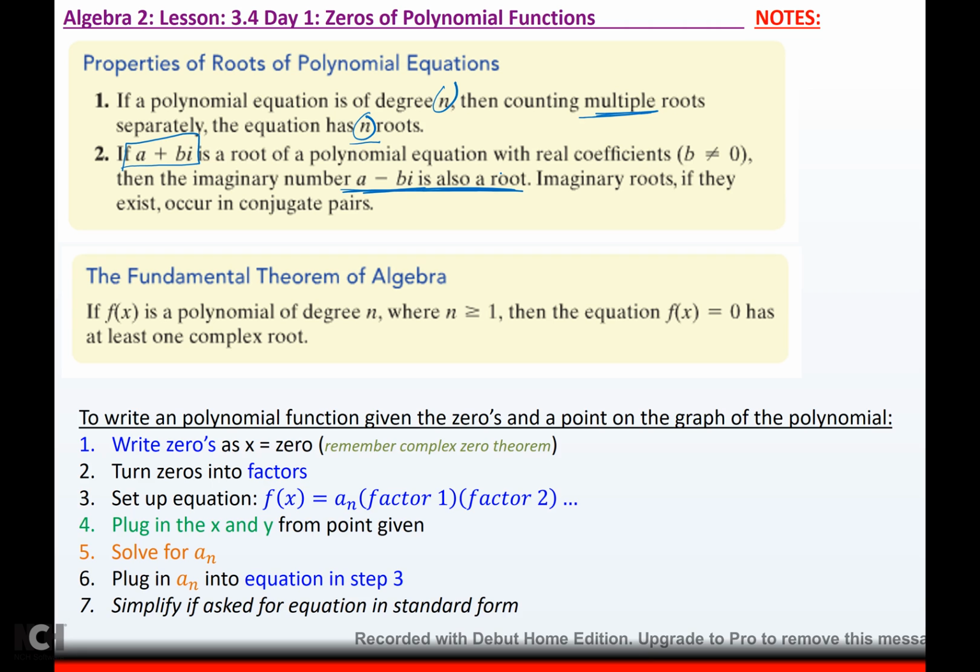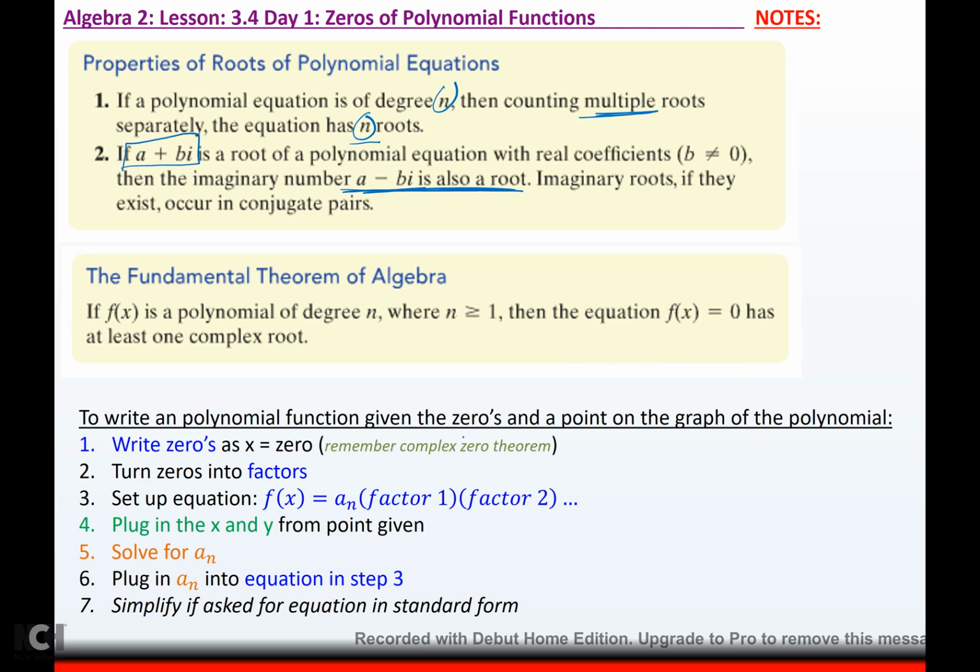Okay, and the fundamental theorem of algebra says, if f of x is a polynomial of degree n, then the equation has at least one complex root. It actually says that if it's degree n, then you have n complex roots. Because even if I said x equals 3, I can write that as a complex number by saying 3 plus 0i. Okay? At any rate, you're going to be writing polynomials given the zeros.